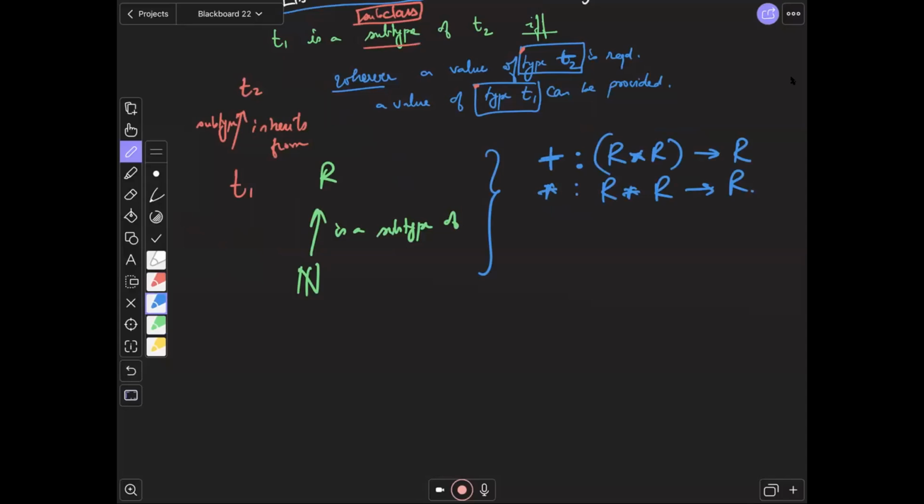Right. So Kai makes a good point, right? Anytime you need a real number, you can always plug in a natural number there. Is that okay? Good so far? What about the other way around? No, right? Can you give me an example of an operation that's defined over natural numbers that you may not be able to do over real numbers?